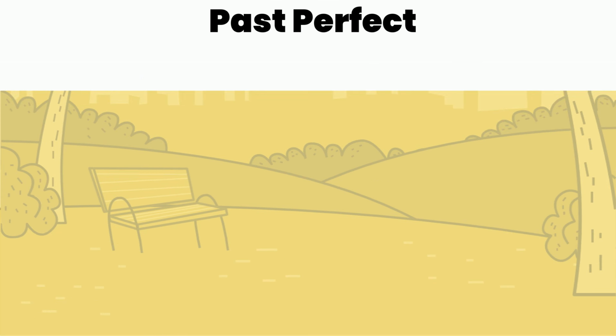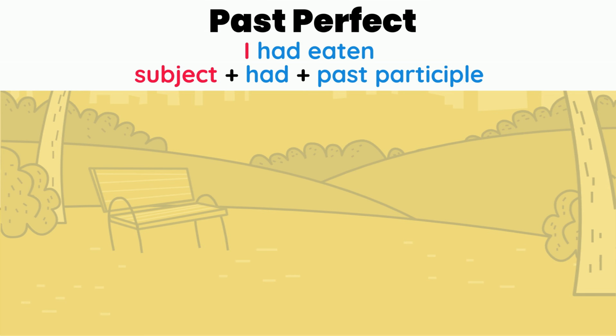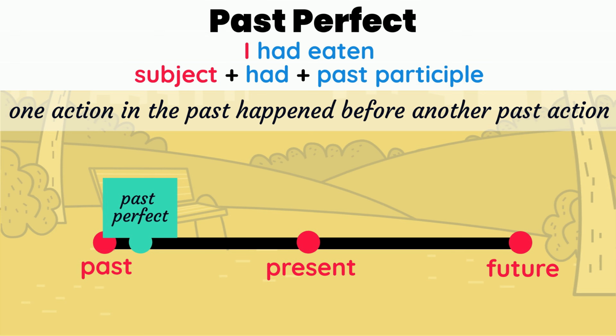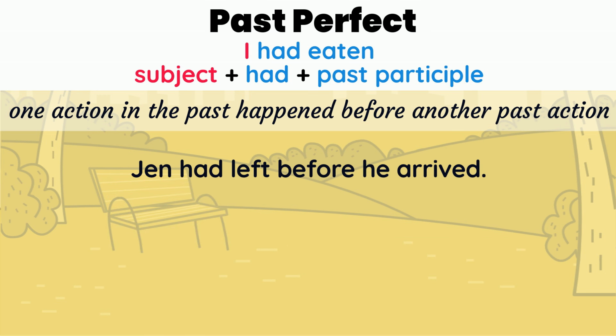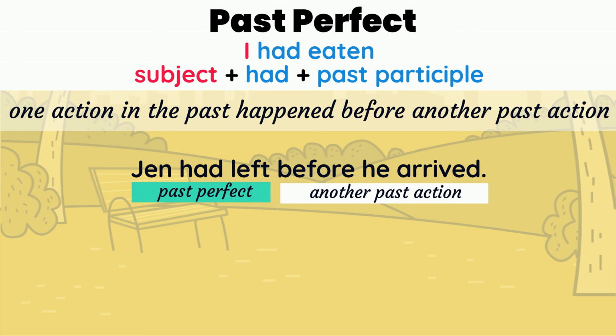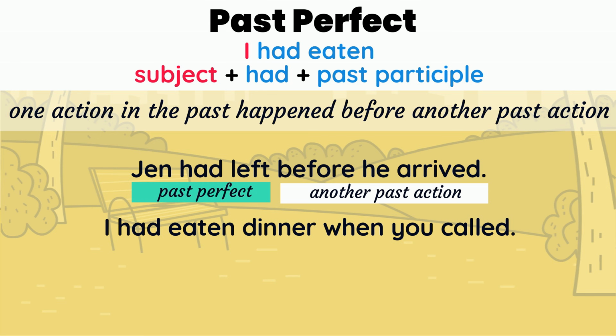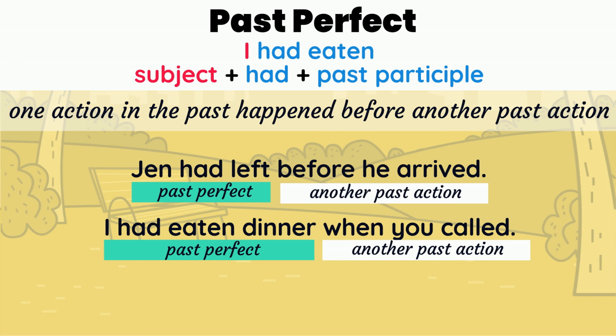Let's have a look at the next one. Past perfect, as in I had eaten. Past perfect tense is also used to show that one action in the past happened before another past action or time. It's important to remember that past perfect comes beforehand. Jen had left before he arrived. Here, Jen had left shows a completed action in the past that happened before he arrived, which is another past action. I had eaten dinner when you called. I had eaten dinner shows a completed action in the past that happened before. When you called is another past action.